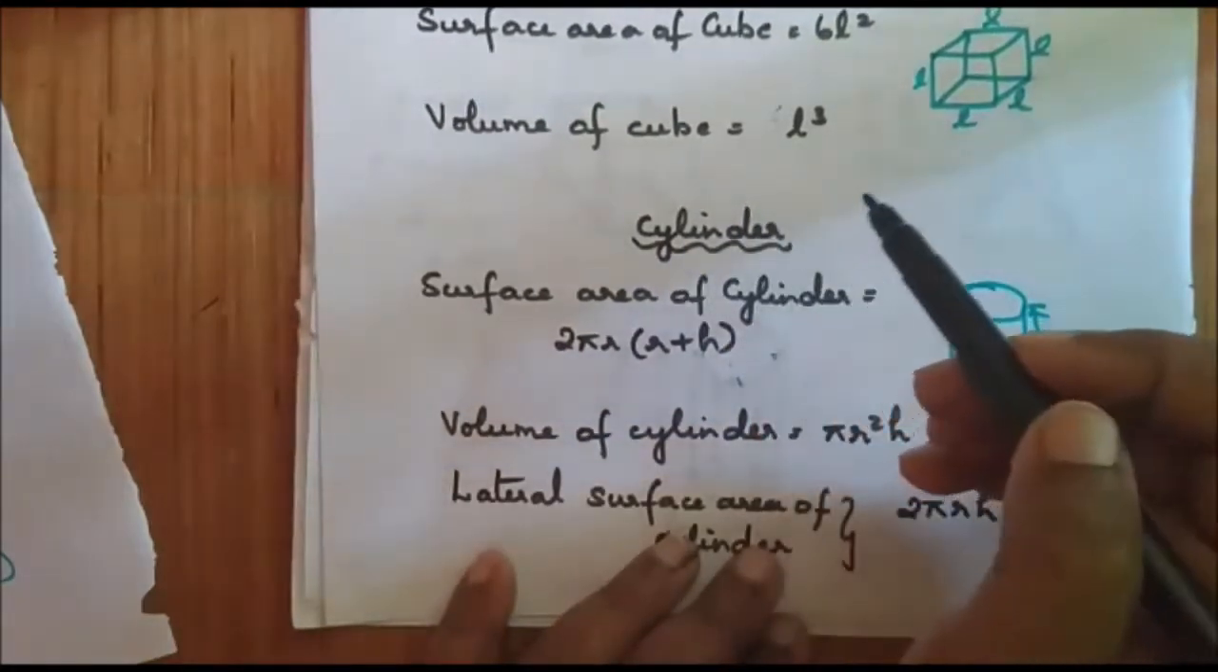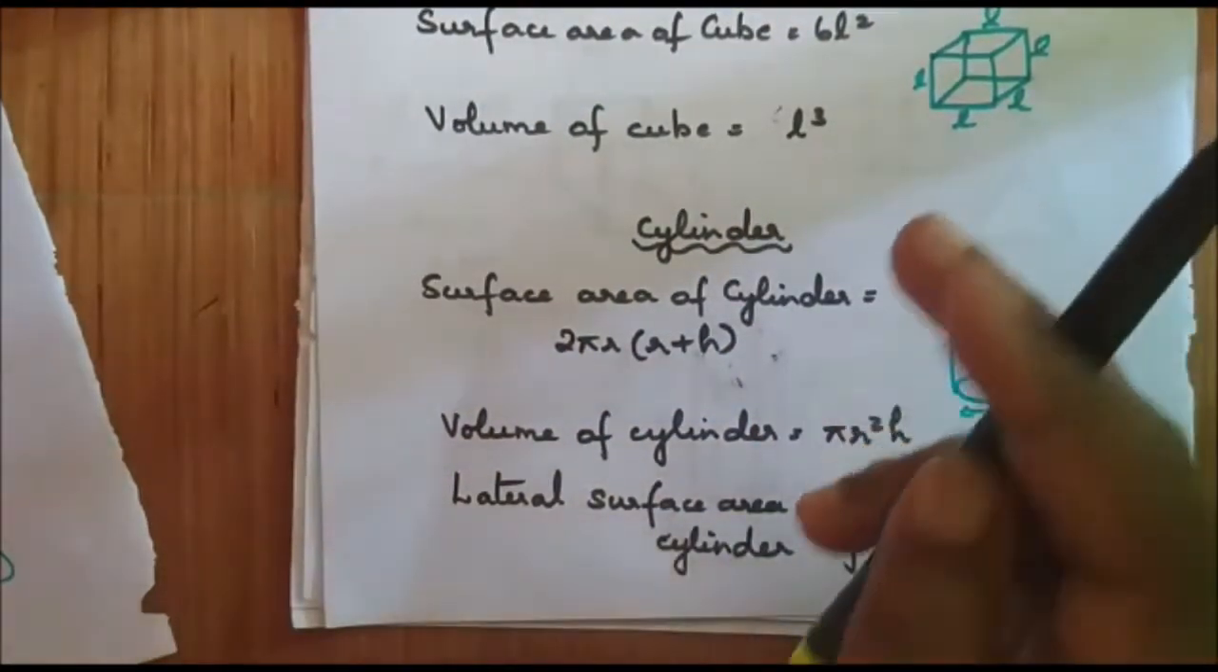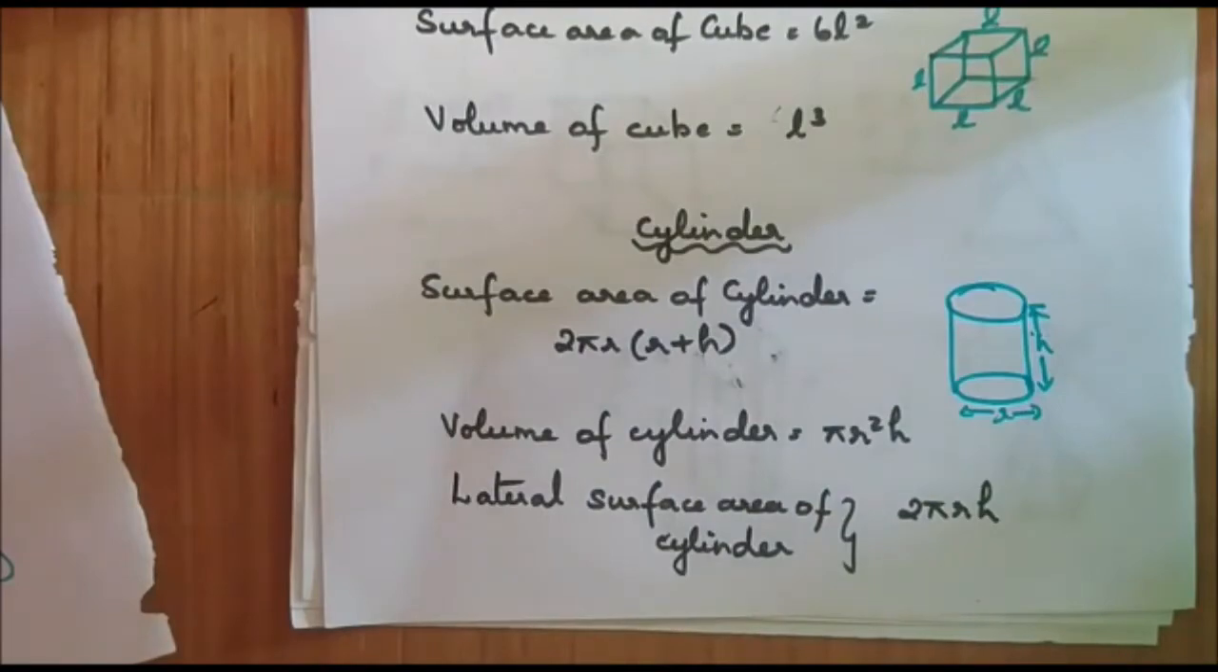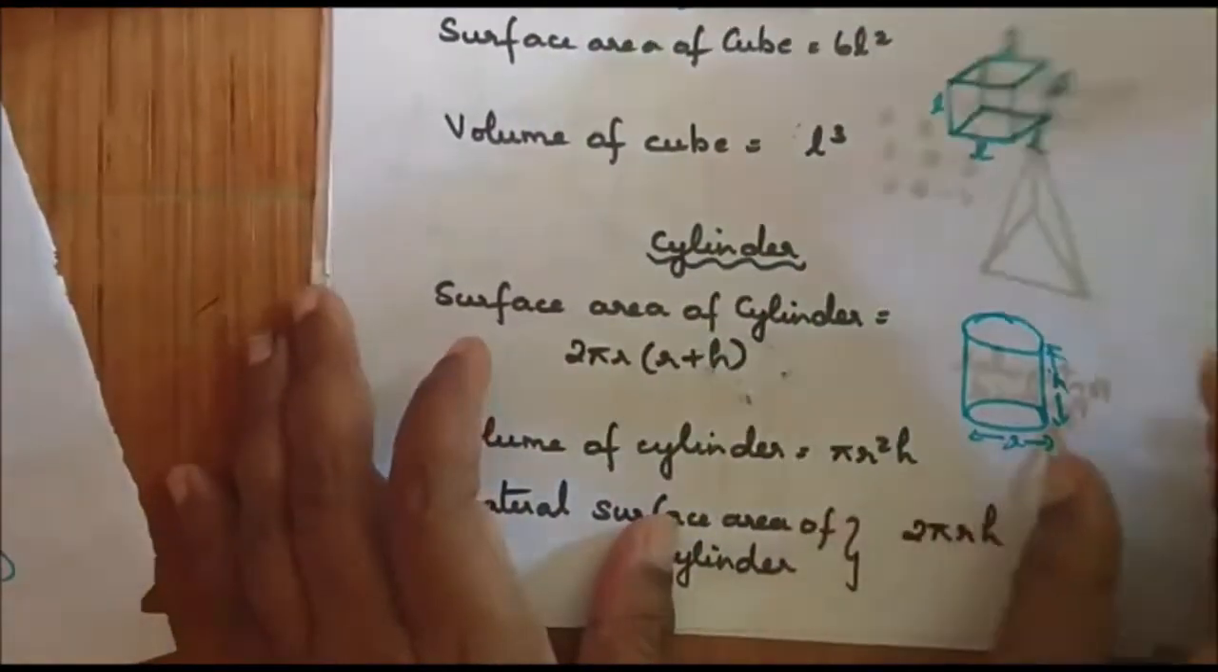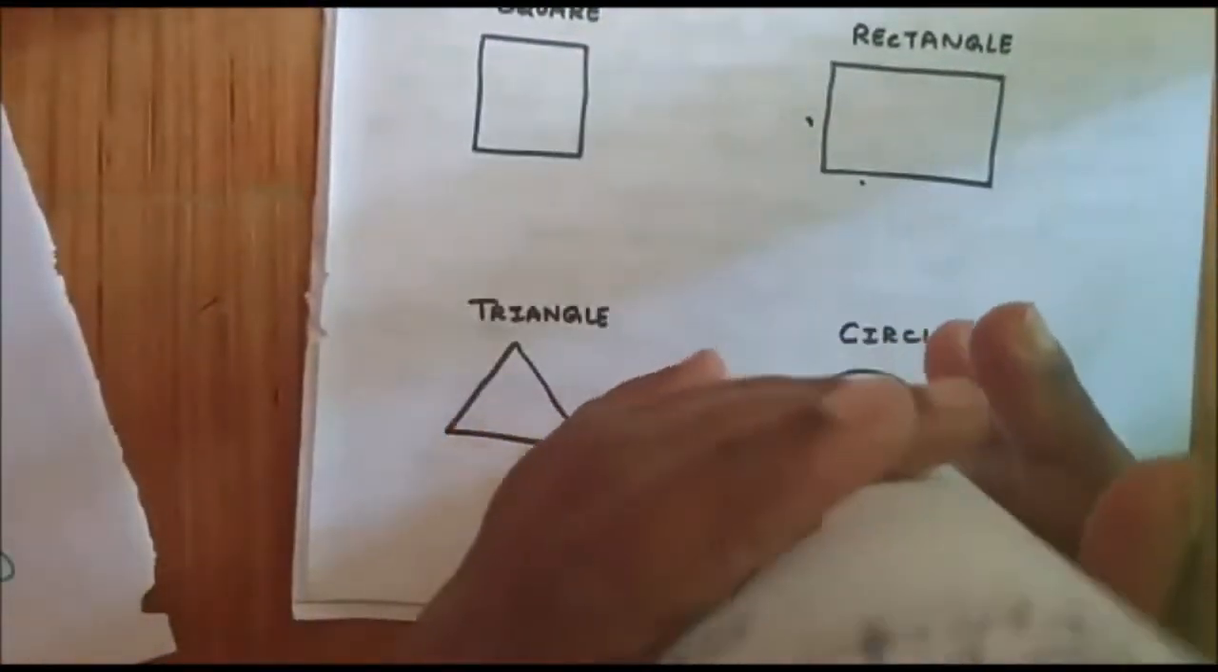Now we'll go to the cylinder. What is the surface area of a cylinder? Now this is a cylinder. You are able to see this curved surface, isn't it? This curved surface, along with both the top and the bottom together, is said to be the surface area of a cylinder. We can also take a rectangular sheet like this and fold it, and this is nothing but a cylinder.